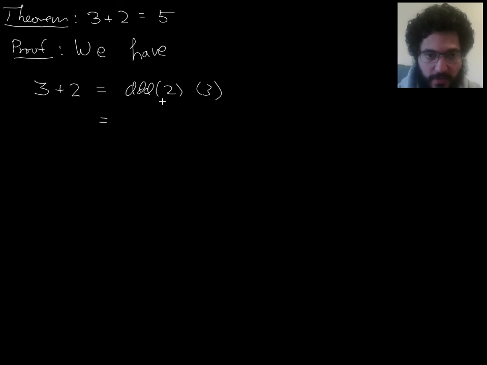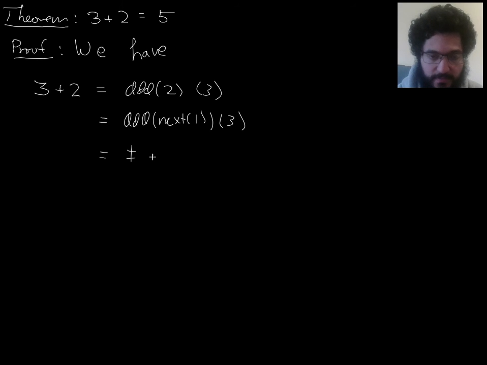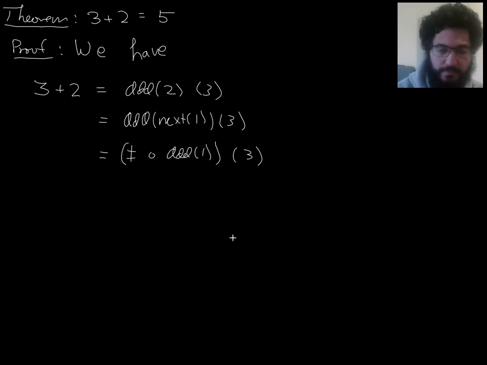So if I want to do anything from here, then I should use the definition of 2. 2 is defined to be next 1, right? That's the definition of 2. And then the recursion rule for add tells me that add of the next of anything is this. So there I've reduced add 2 to something in terms of add 1 using the recursion rule.